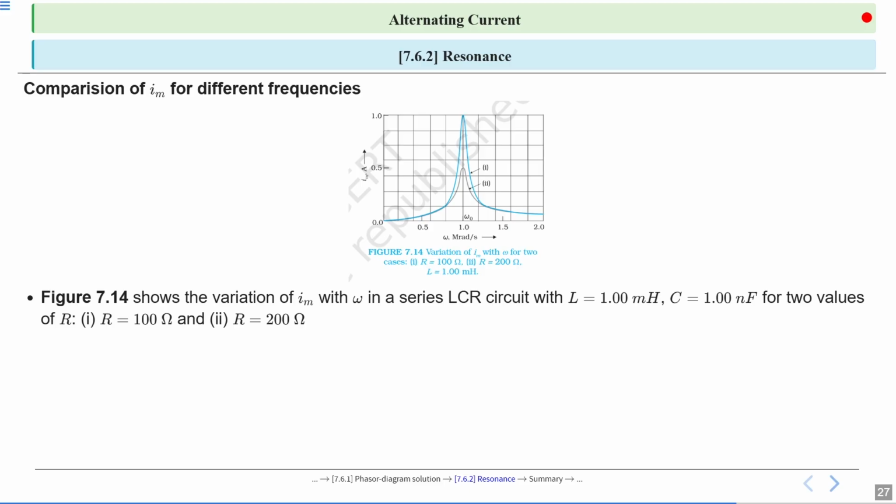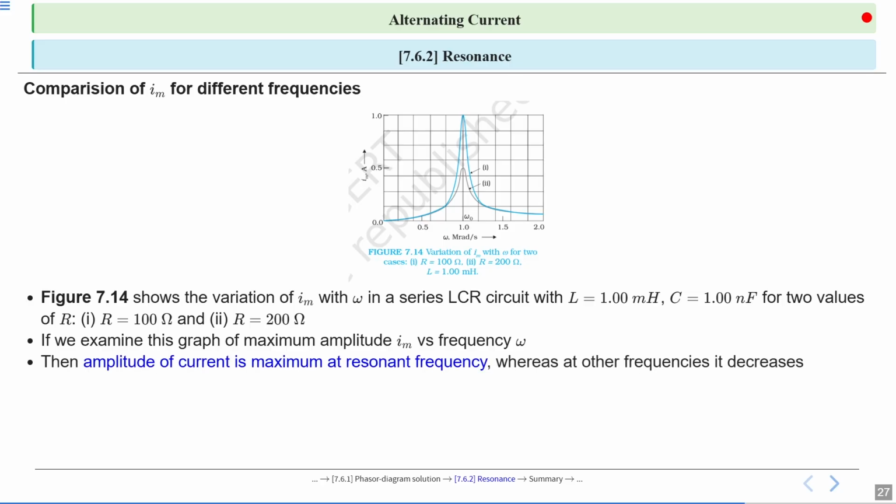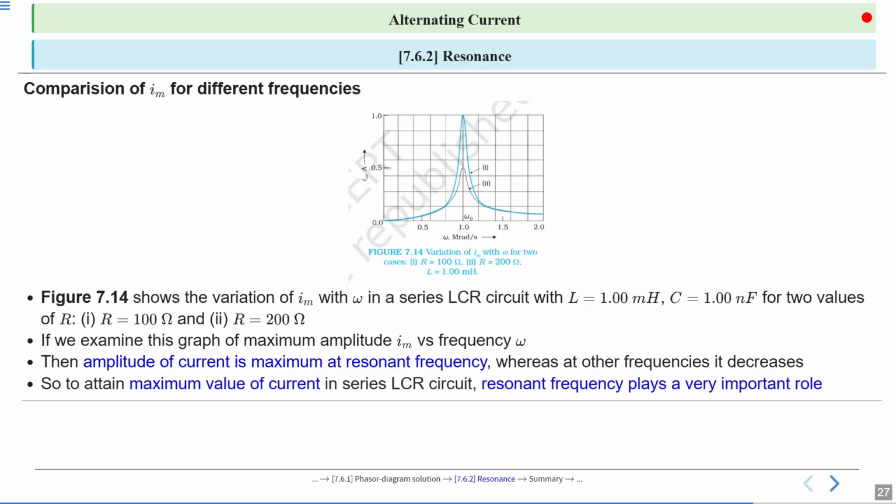So the sharpness of this curve depends upon the resistance of the circuit. If resistance is less, the sharpness of this curve will be more. If we examine this graph of maximum amplitude Im versus frequency omega, then the amplitude of current is maximum at resonant frequency, whereas at other frequencies it decreases. So to attain the maximum value of current in a series LCR circuit, resonant frequency plays a very important role.